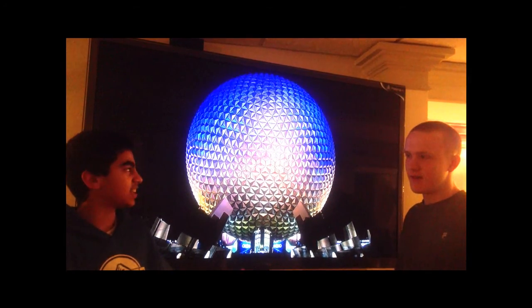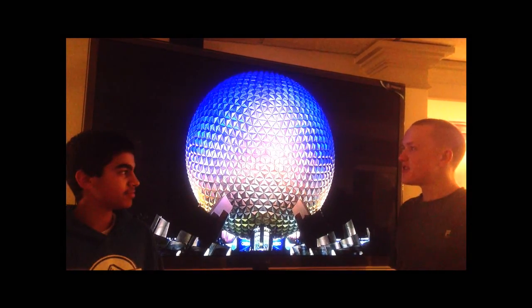Hey look, it's the Epcot Center ball at Disney World. Yes, that's another example of a circle.